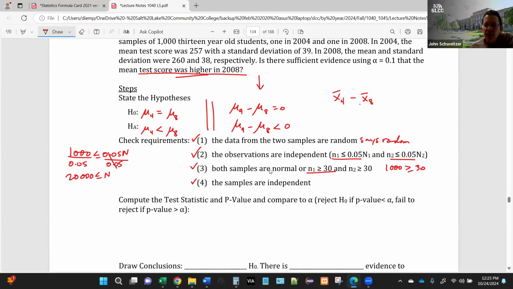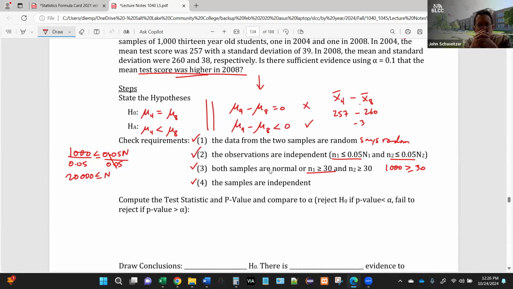So let's see. In 2004, it was 257. And then in 2008, it was 260. So that's a 3-point difference. -3 is not 0. It is indeed less than 0.